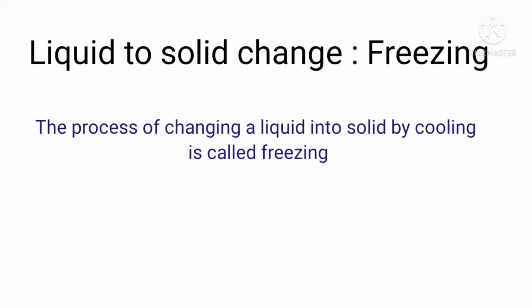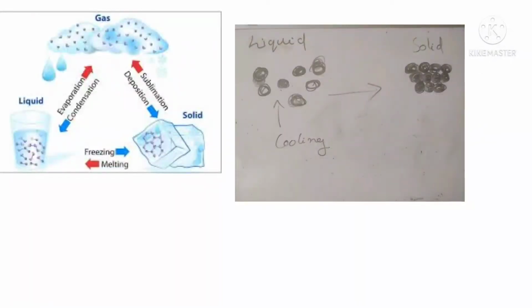Liquid to solid change. When water is cooled by lowering its temperature, it changes into solid ice. The process of changing a liquid into solid by cooling is called freezing. When liquid is cooled, its particles lose energy, due to which they move slowly. If the liquid is cooled enough, each particle stops moving and vibrates about a fixed position. At this stage, liquid freezes and becomes solid.